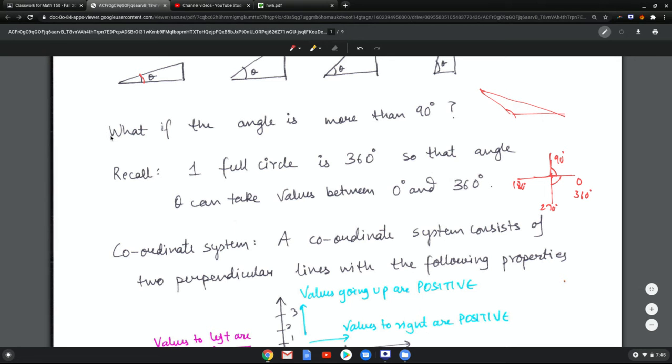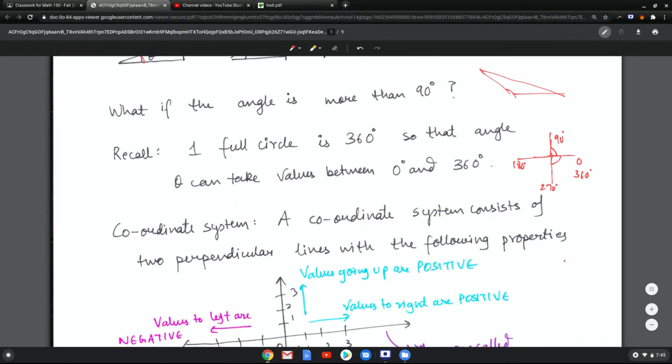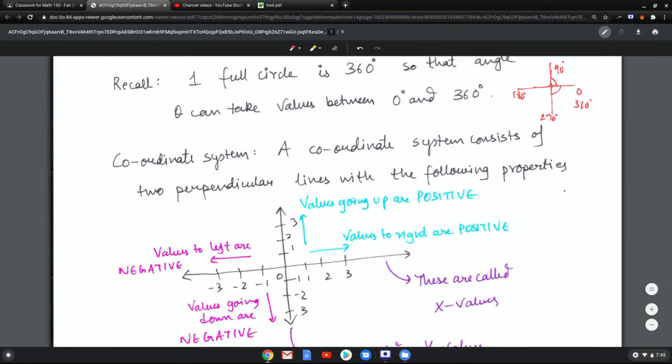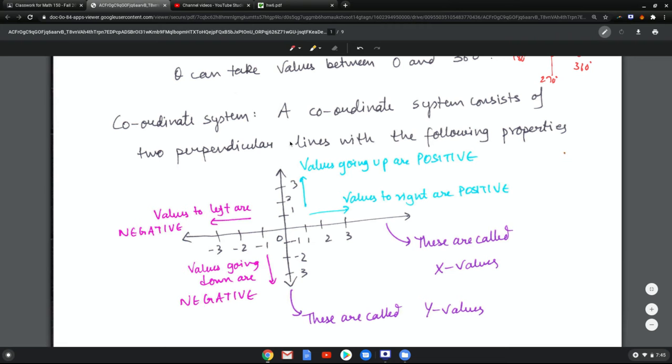A few things that you need to know before we continue is called a coordinate system. A coordinate system consists of two perpendicular lines, or you can say two perpendicular number lines, with the following properties. This point here is 0, also called the origin. From the origin, if you move to the right, the values are positive. If you move up, the values are again positive. If you move down, the values are negative, and if you move left, the values are negative.